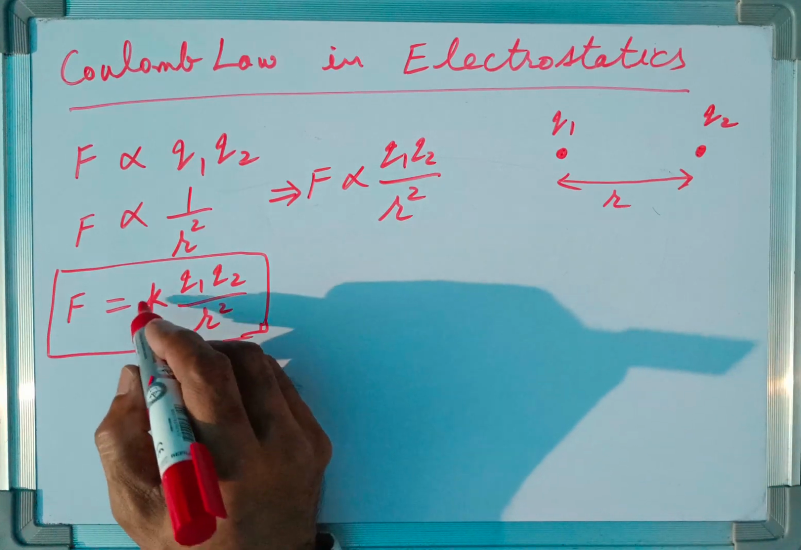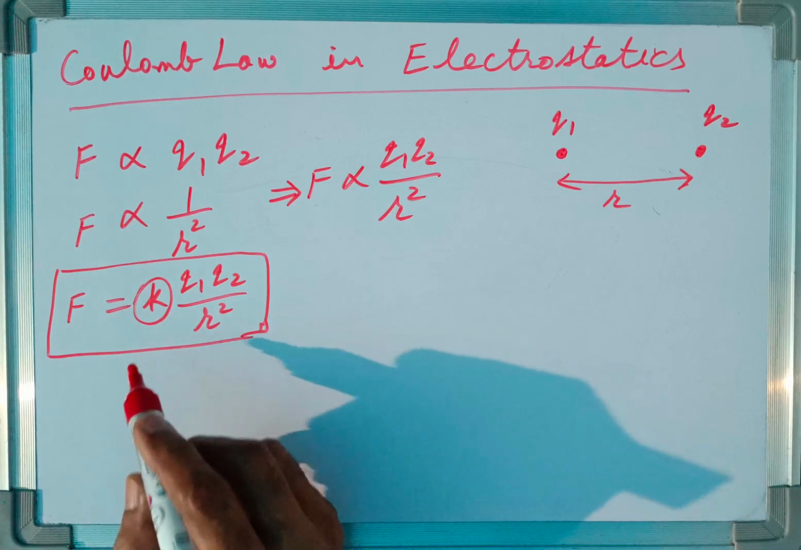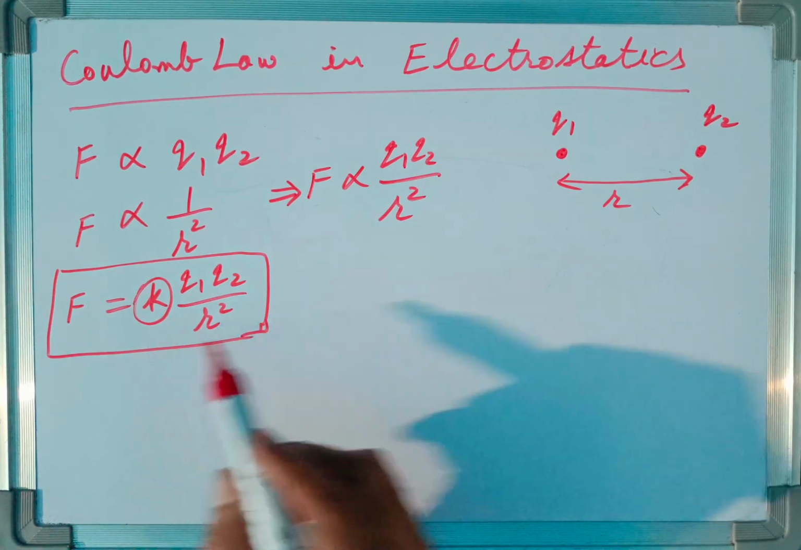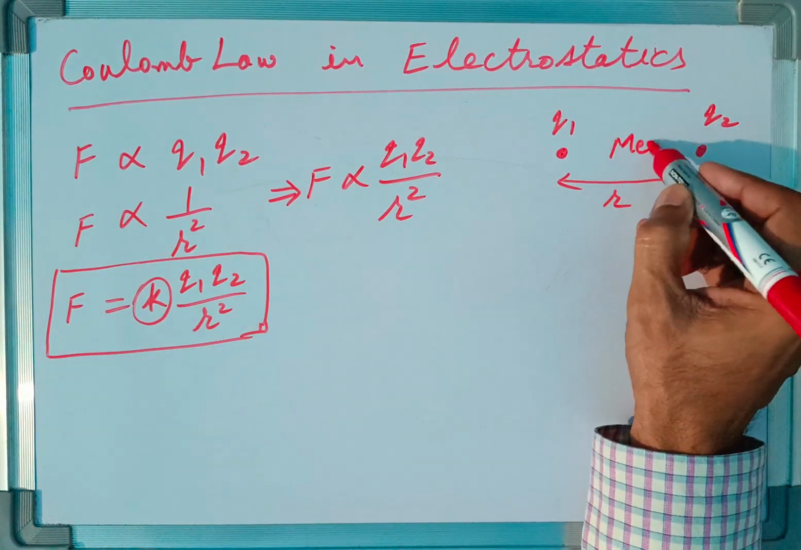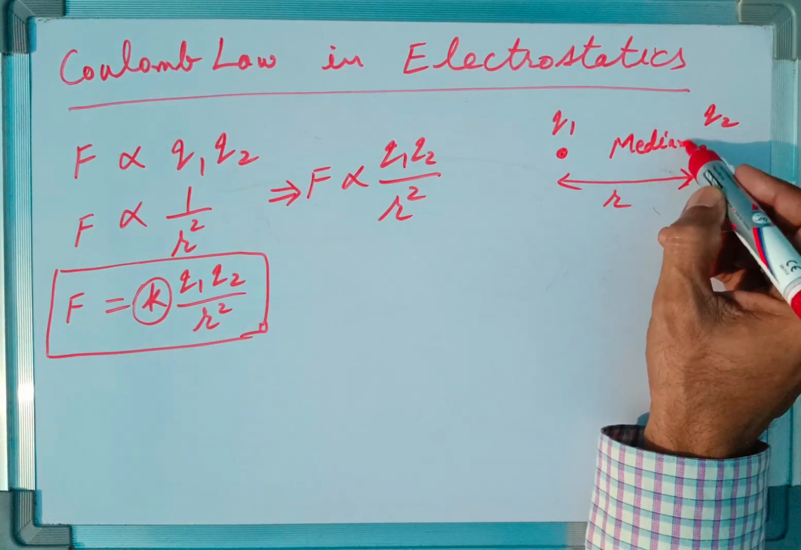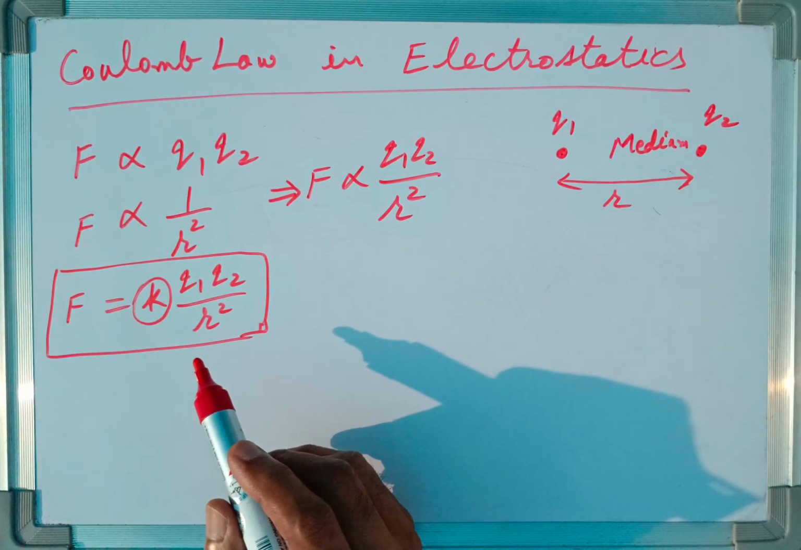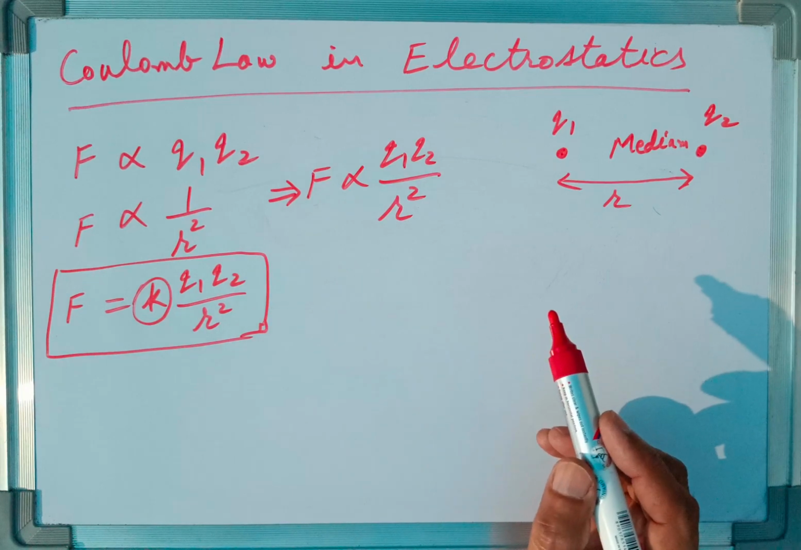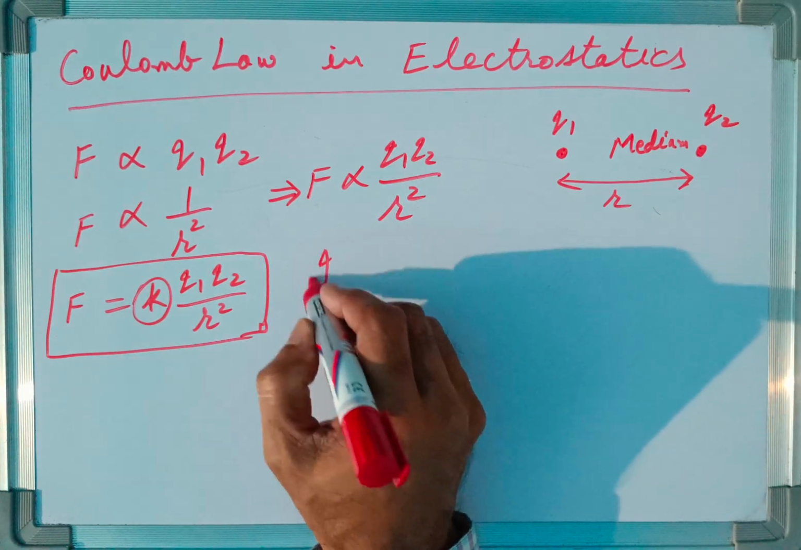Now the question is, what about this K? What is the value of this constant of proportionality? The value of K depends on the nature of the medium between the two charges as well as on the type of units we are using, whether we are using C.G.S. units or SI units. Let me talk one by one.